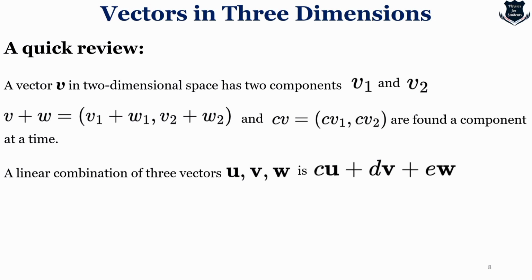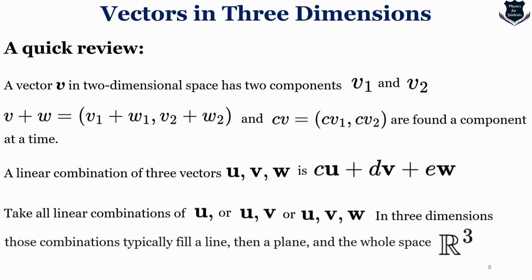A linear combination of 3 vectors u, v, w is cu plus dv plus ew. I've written it in bold just to mention that these are vectors. We take all the linear combinations of either u, or u comma v, or u comma v comma w in 3 dimensions. These combinations actually fill up either a line, a plane, or the whole space in 3 dimensions, which is R3. Now, given all these facts, we will look into matrices.